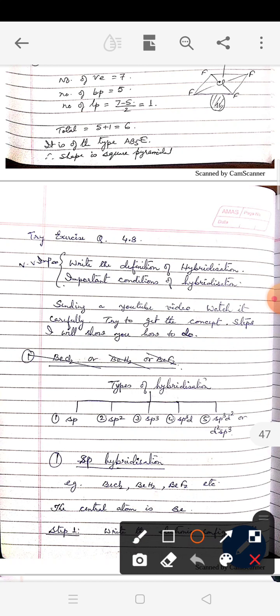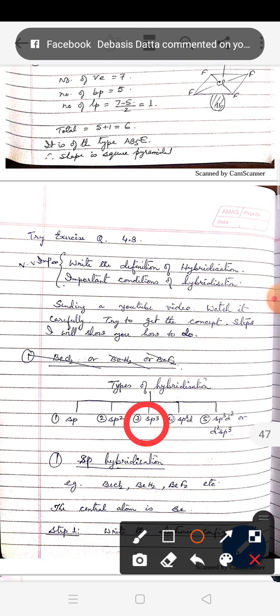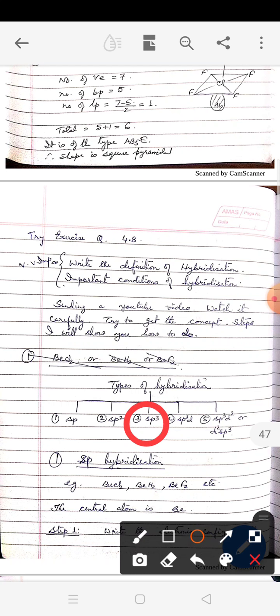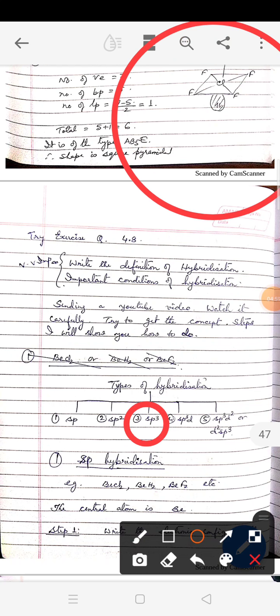Now when it comes to sp3, you can understand that s orbital is mixed with 3 of the p orbitals. Now what are the p orbitals? px, py and pz, all are mixed. So when all are mixed, what happens? You are using all 3 dimensions, that means x-axis, y-axis and z-axis.